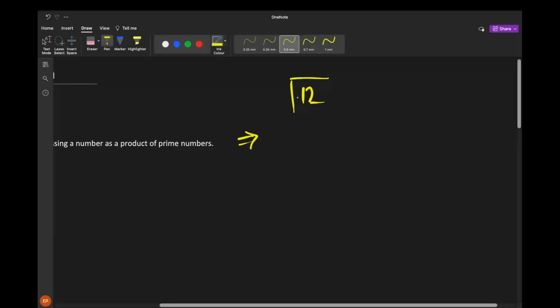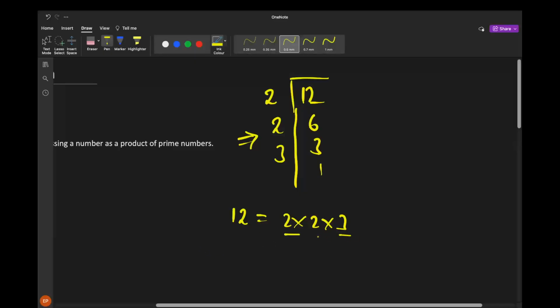Let me write prime factorization for 12. We'll start with 2. 2 6s are 12. 2 3s are 6. 3 1s are 3. Means I can write 12 as 2 into 2 into 3. 2 2s are 4, 4 3s are 12. So 2 and 3, these are prime numbers, right?